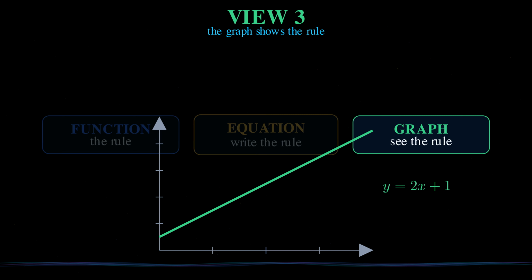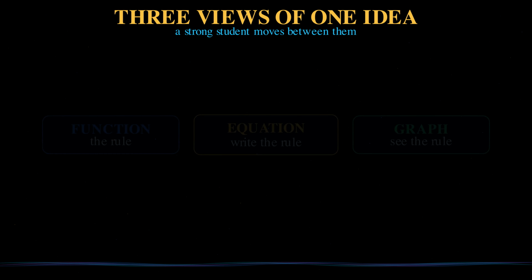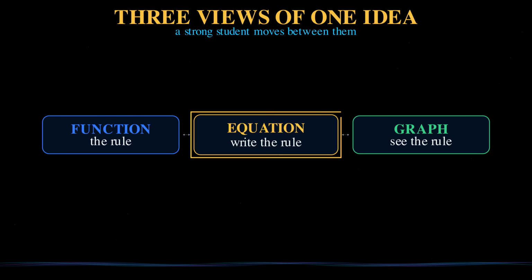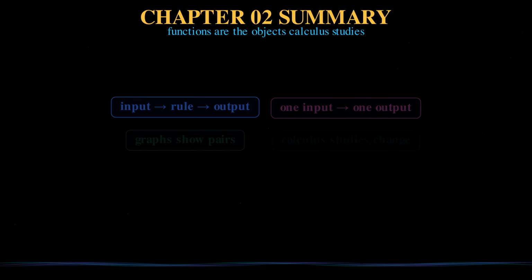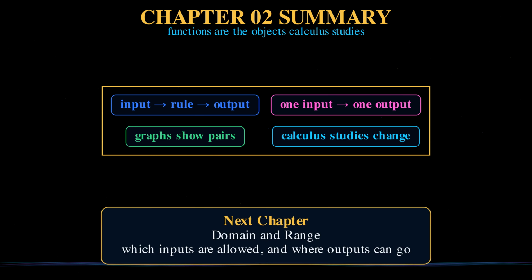Chapter 2 gives us the first real object of calculus. A function takes an input, follows a rule, and produces an output. Each input must give exactly one output. Graphs show input-output pairs, and calculus studies how functions change. But now a new question appears. Which inputs are allowed? And where can the outputs go? That is the next chapter, domain and range.